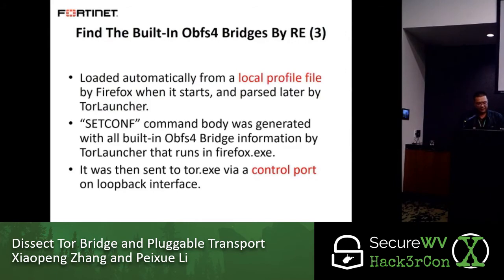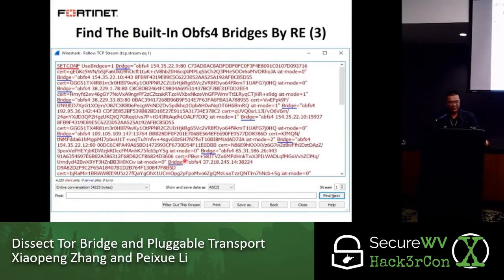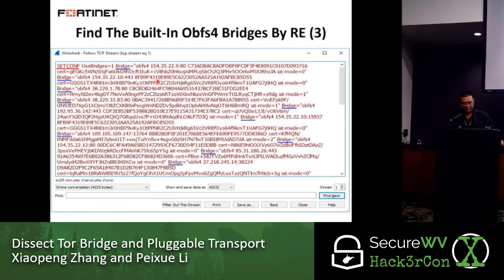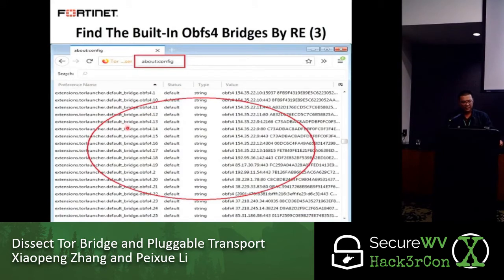Here is a screenshot of Wireshark. It shows the SETCONF command. Since the built-in OBFS4 bridge information is loaded by Firefox as its configuration, you can display it by entering this command about:config in the address bar. There it shows all configuration loaded by it, including the built-in OBFS4 bridges.